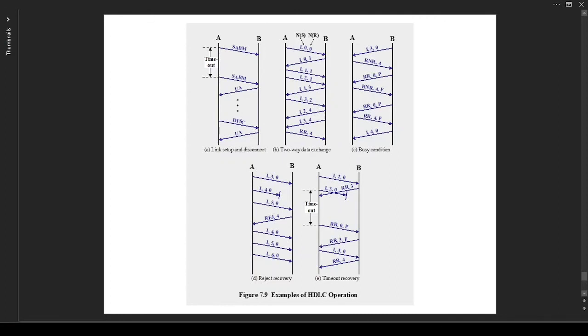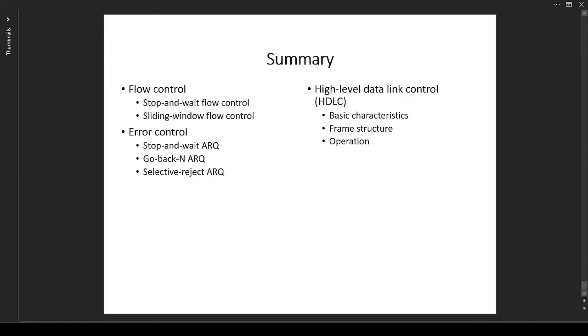So, last, we have the summary of our report, what we discussed. First, flow control and its types, stop and wait flow control and sliding window flow control. Next is error control. It has stop and wait ARQ, go back N ARQ, and selective reject ARQ. And lastly, it's all about high level data link control, or HDLC, and its basic characteristics, frame structure, and operation. So that's all for today.